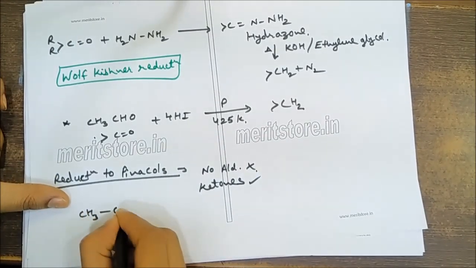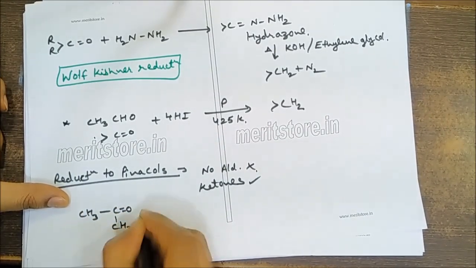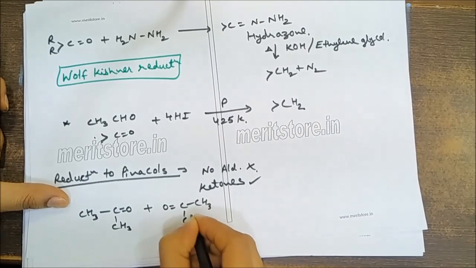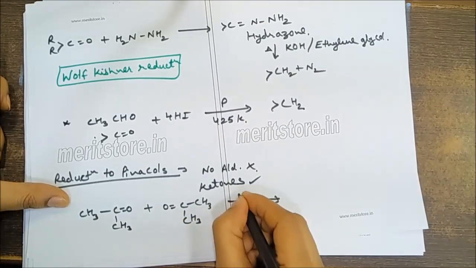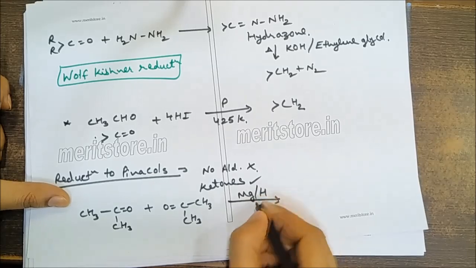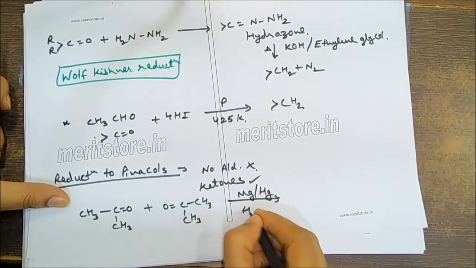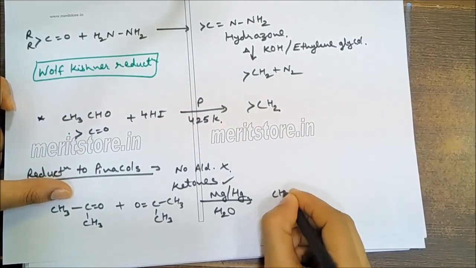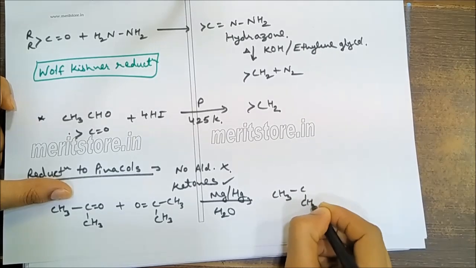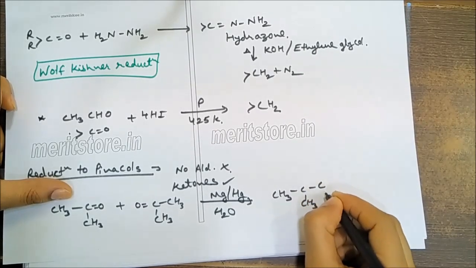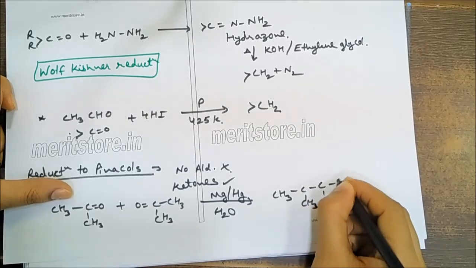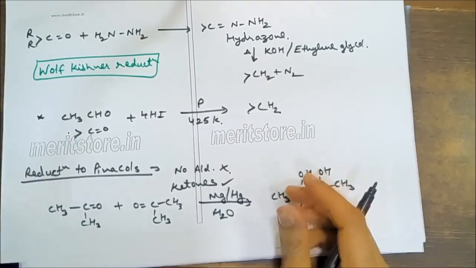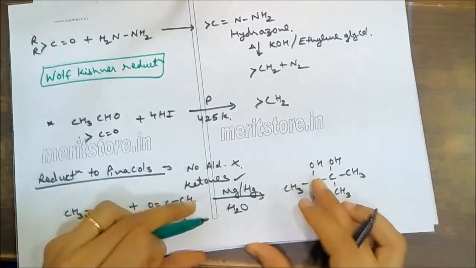We will take acetone. 2 molecules of acetone will react in presence of magnesium amalgam in presence of water. It will make pinacols. Pinacols are nothing but diols.